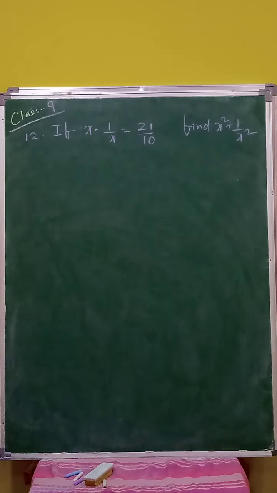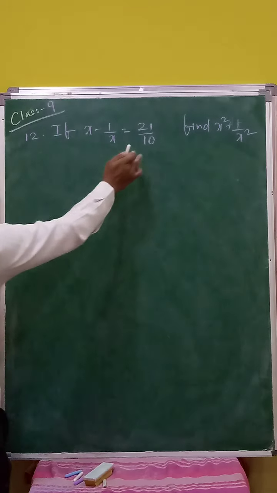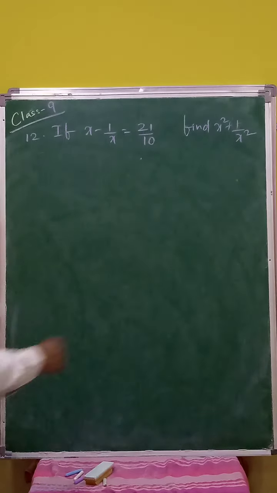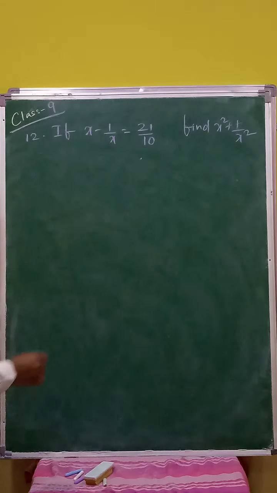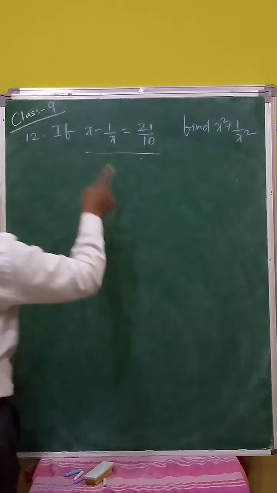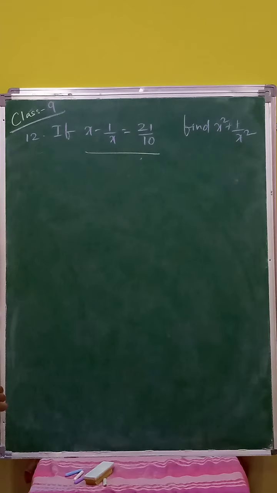That is question number 12. If x minus 1 by x is equal to 21 by 10, find x square plus 1 by x square. We have to find it. What is the given thing? Using that we have to find x square plus 1 by x square.